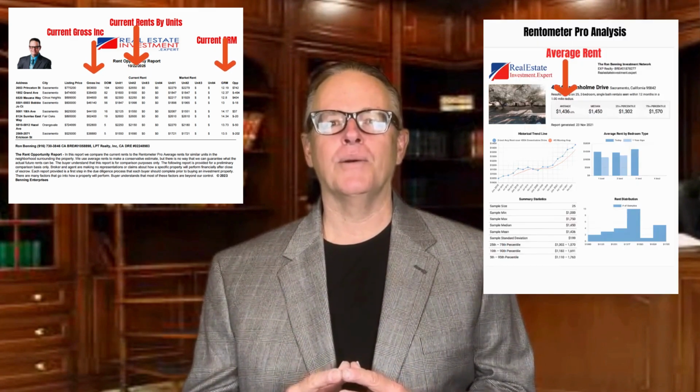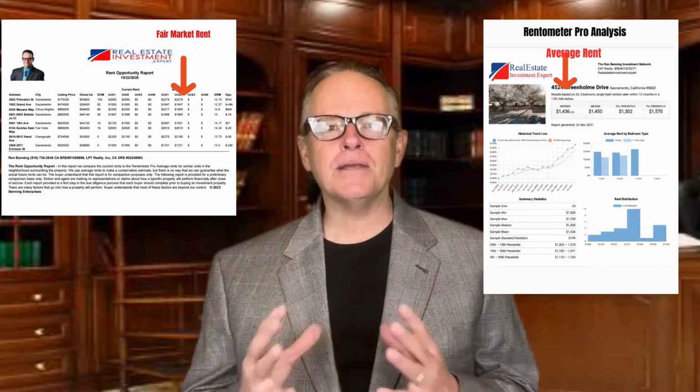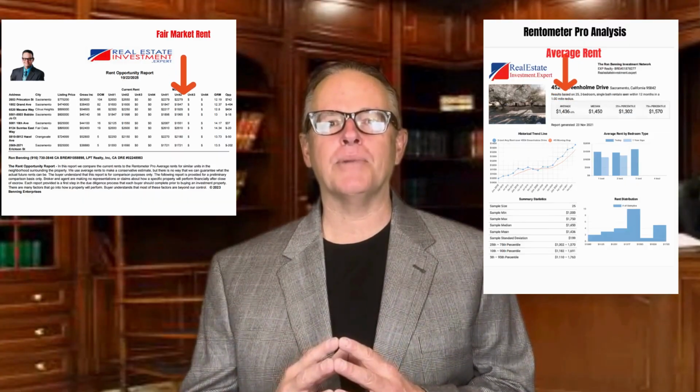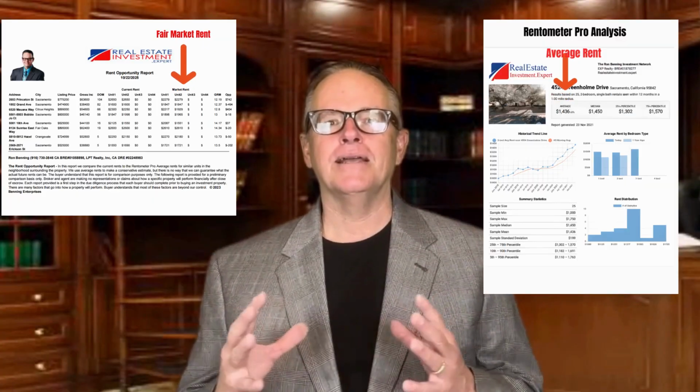As you look at the rental opportunity report, you will notice that the report shows the current rents by unit, the current total gross income, and the current GRM. What is different on this report is that we have looked up the fair market rents on Rentometer Pro and plugged them into the report in the columns I'm pointing to now. For the purpose of this report, we will always plug in the average rent in this area on Rentometer. See a link in the description below to see our video on how the Rentometer report works.